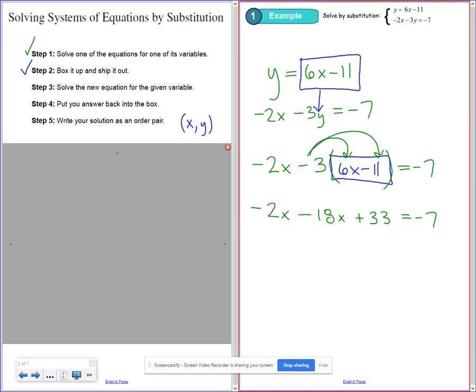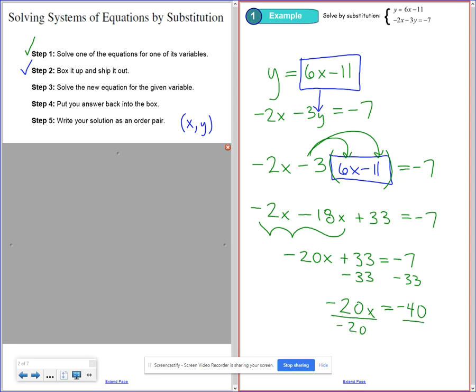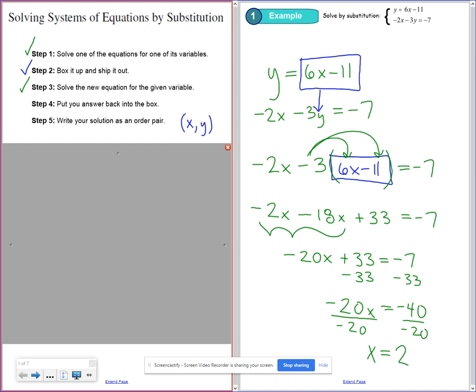Now we're going to combine our like terms. We got negative 2x and negative 18x, and that makes negative 20x, plus 33 equals negative 7. So subtract 33 from both sides. We get negative 20x is equal to negative 40. Divide by negative 20. X is equal to 2. So we just completed step 3.